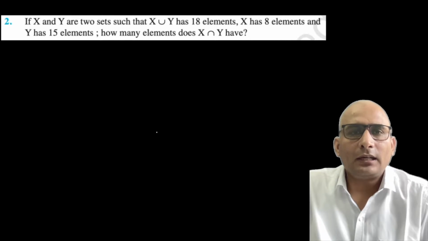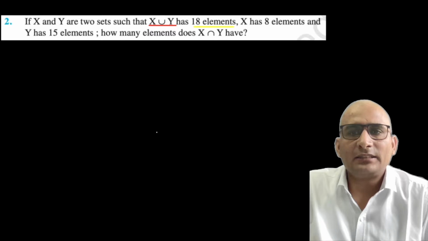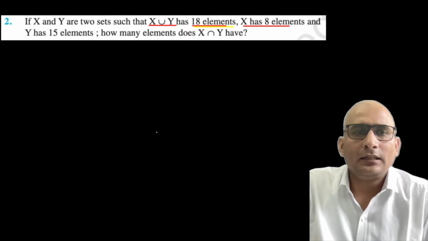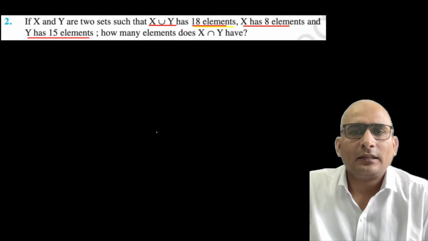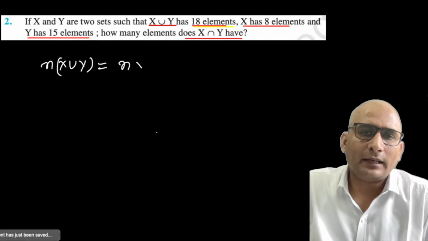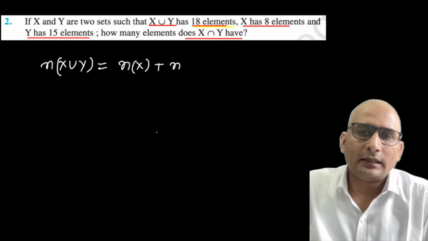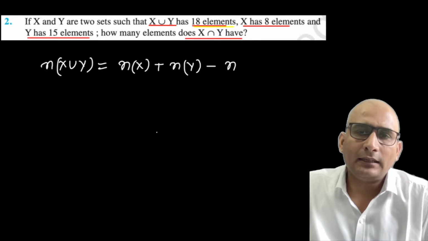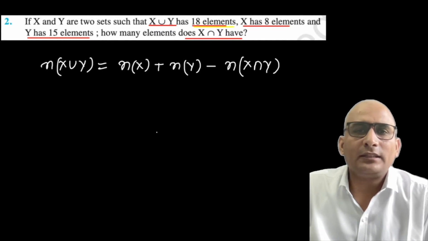Okay. So the given data in this question is X and Y are the two sets. 18 elements are given in the union, 8 elements are given in X, 15 elements are given in Y. X intersection Y we need to find in this case. So again the formula we must remember is this identity: n(X union Y) is equal to n(X) plus n(Y) minus n(X intersection Y), right?